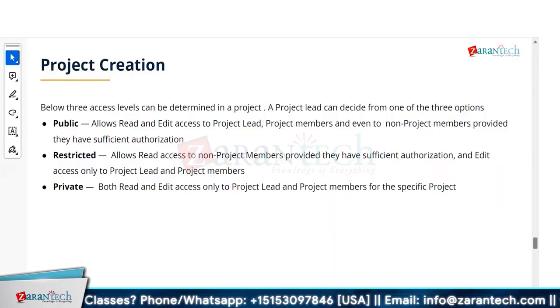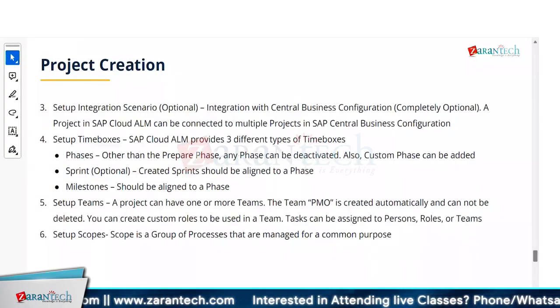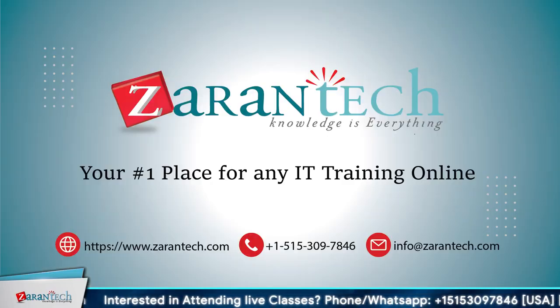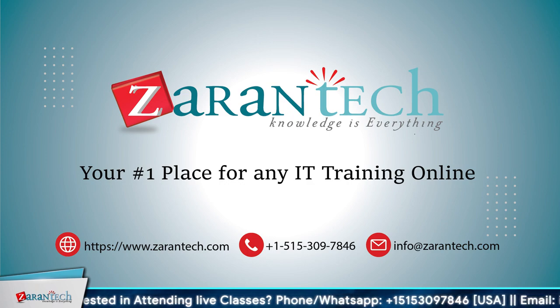So it depends on your access. Ideally we should go with Public or Restricted. Private becomes cumbersome because when you add new members, or people come who are not part of the project team but want to look at something, it gets difficult. Again, it depends. As you work, you will come to know which access level is better suited for your projects. We will cover this in the demo, including how we integrate the SAP Activate roadmap. Any questions before I switch to the demo?